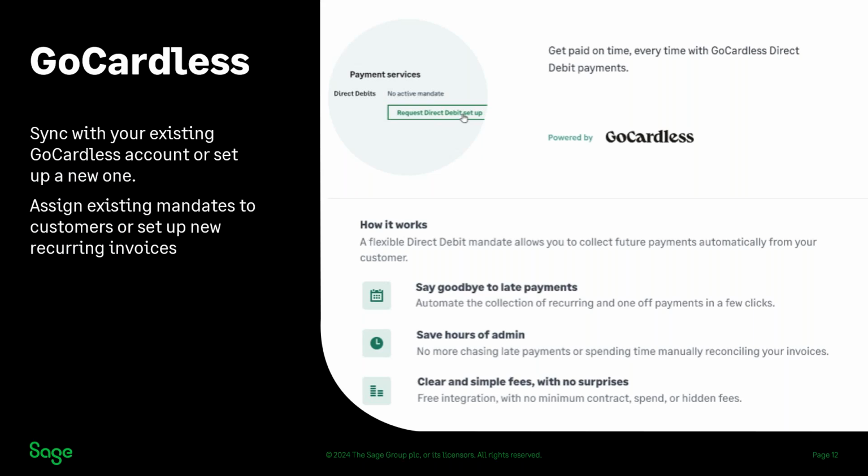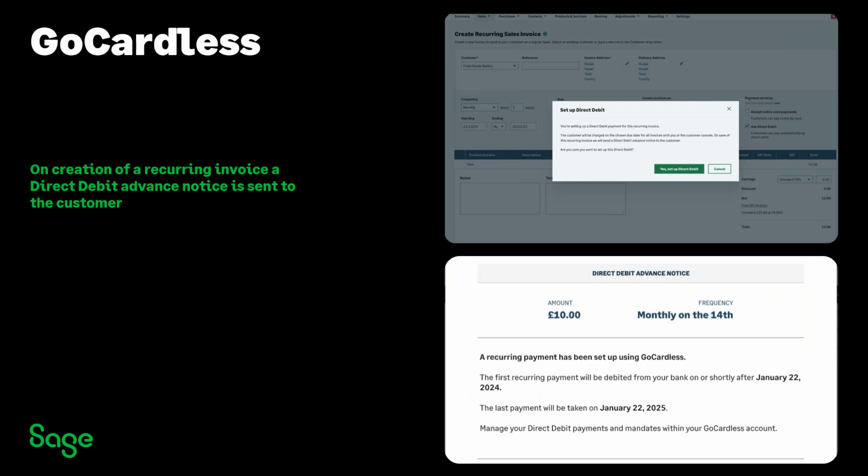So Go Cardless integration is coming, and you'll be able to set up a new Go Cardless account or integrate your existing one to enable your customers to pay by direct debit. If you have existing direct debit mandates, you'll be able to auto match to your customers in Sage Accounting. You'll then be able to create recurring invoices set up with a direct debit mandate and review direct debit payouts within Sage Accounting. There will, of course, be more details on this Go Cardless integration over the next few weeks.